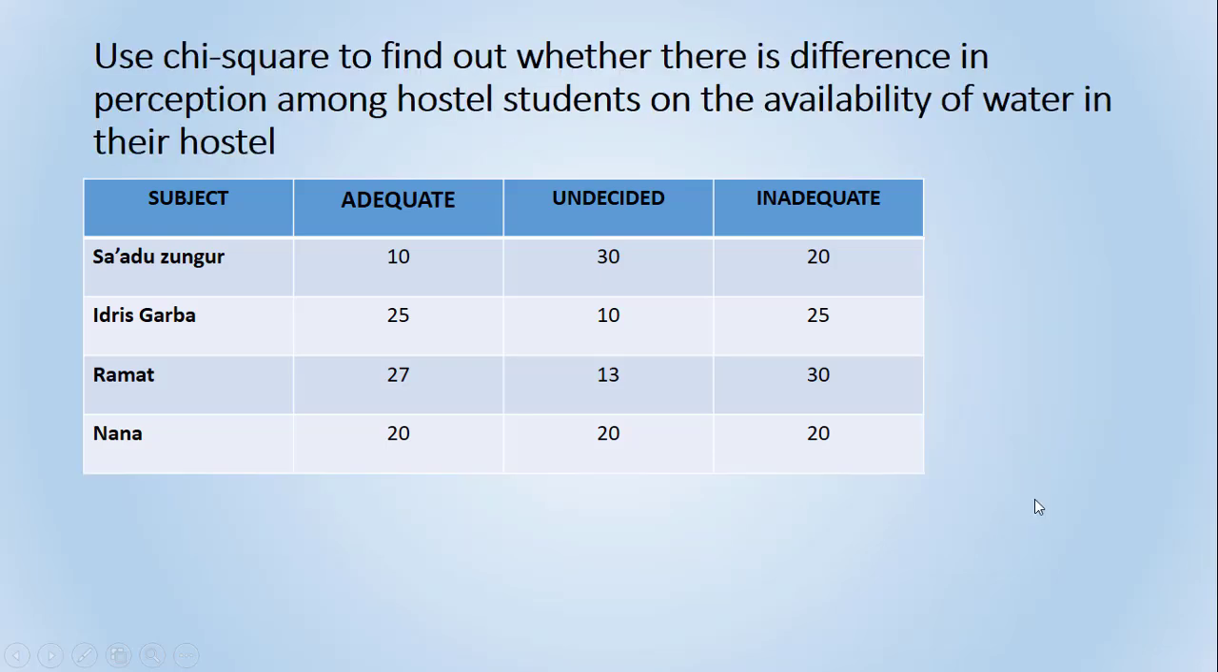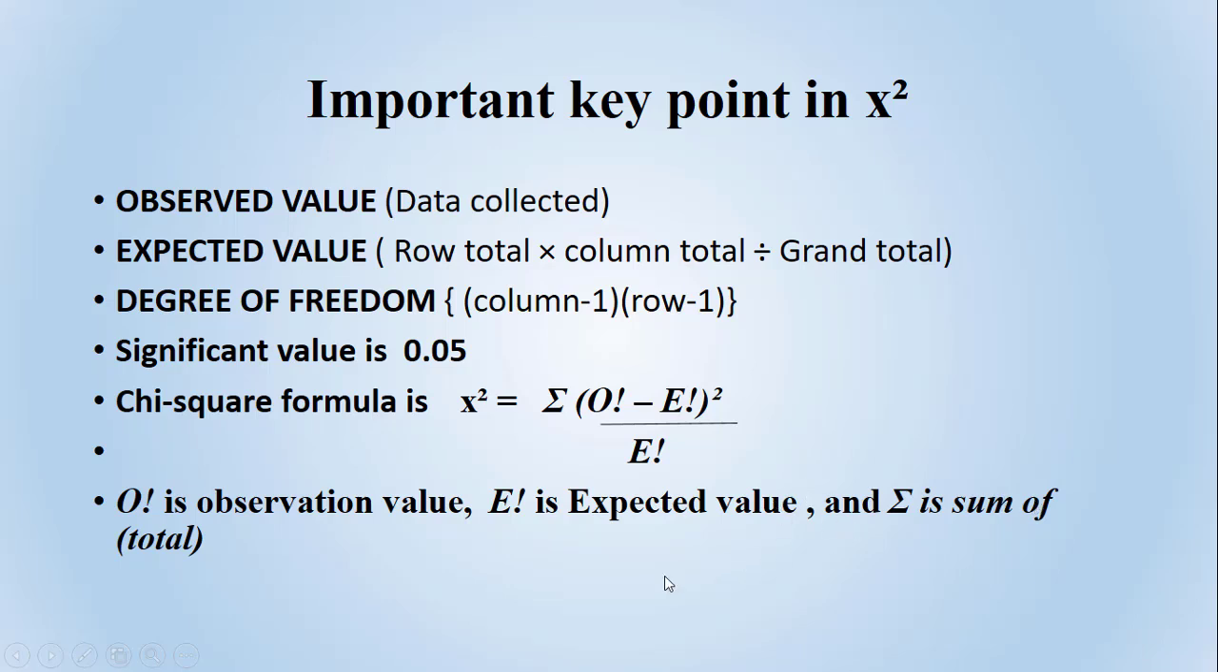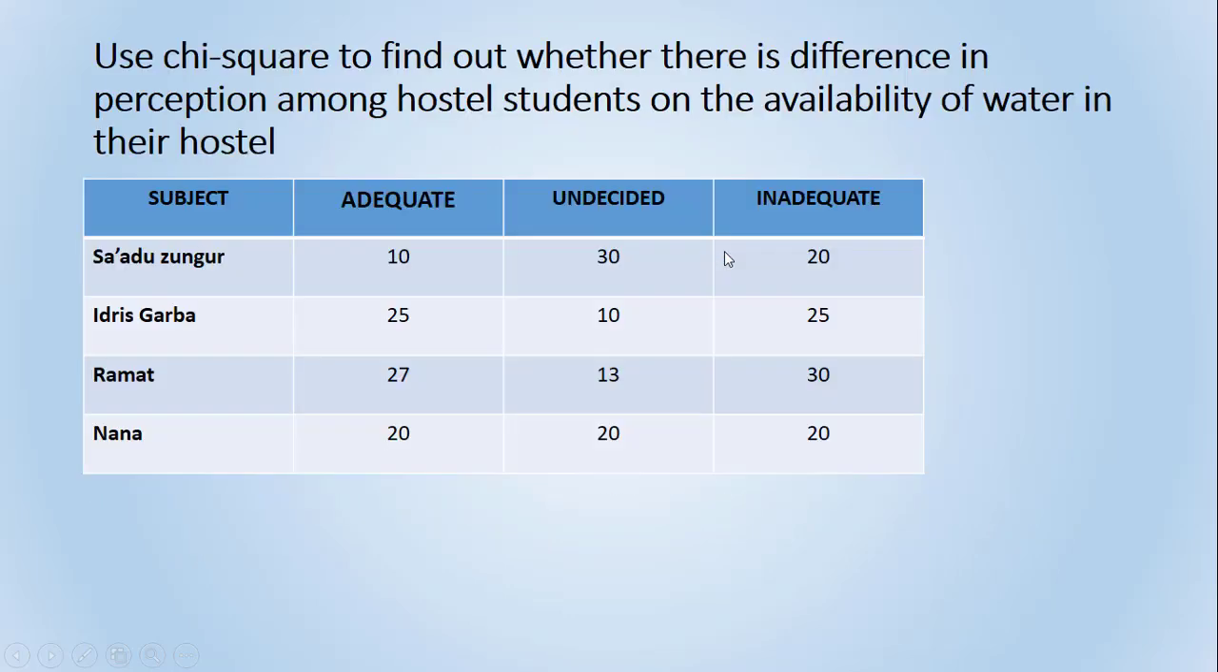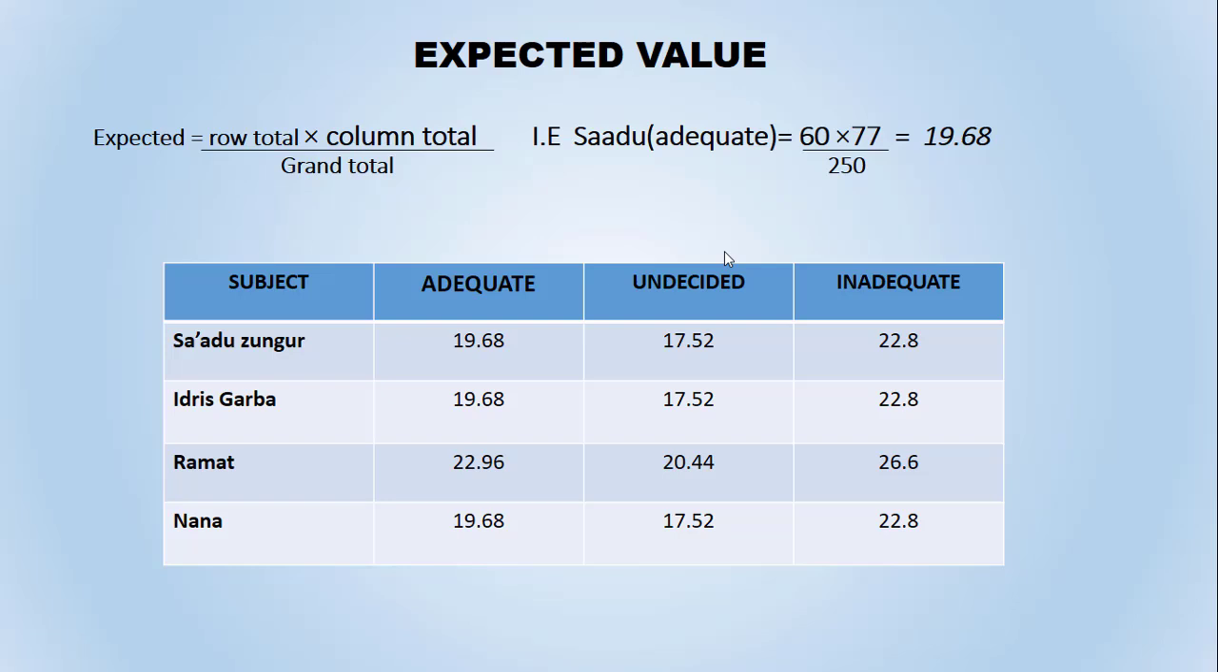So now if we go back to our last slide, I told us that if we want to find expected value, we need row total times column total divided by grand total. So now we need to get our expected value. The expected value for Saudi Zungu adequate, here I wrote 19.68. How did I get 19.68?